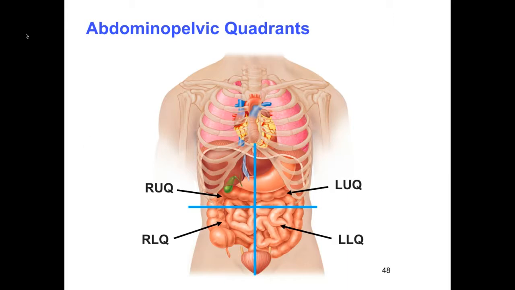If they had pain in the right upper quadrant, maybe it is a gallbladder stone, a gallstone. Maybe it's a problem with the liver. If it's in the left upper quadrant, maybe it could be a problem with the stomach, right? So the key is you have to know the anatomy, what structures are there.